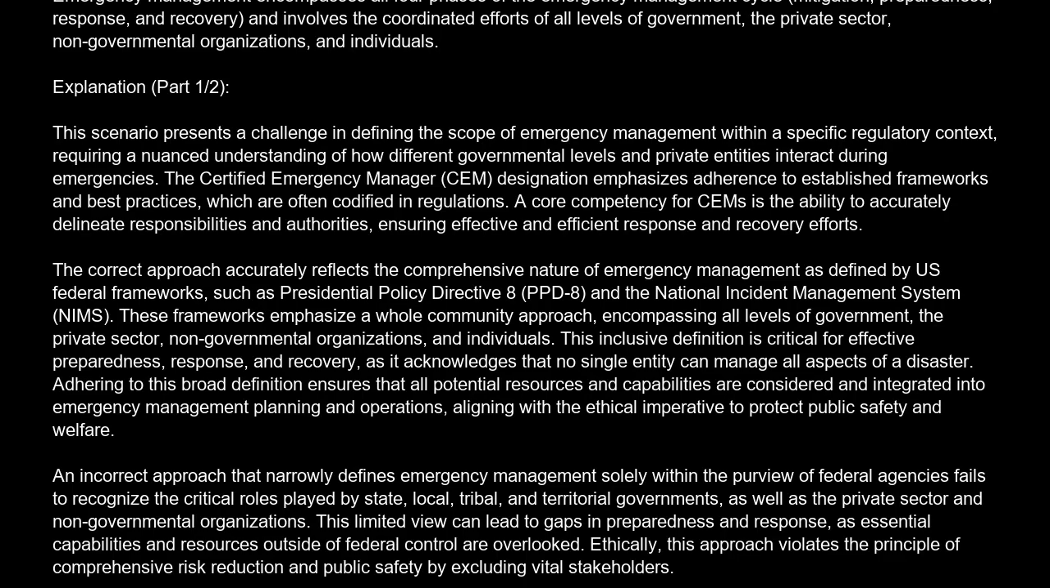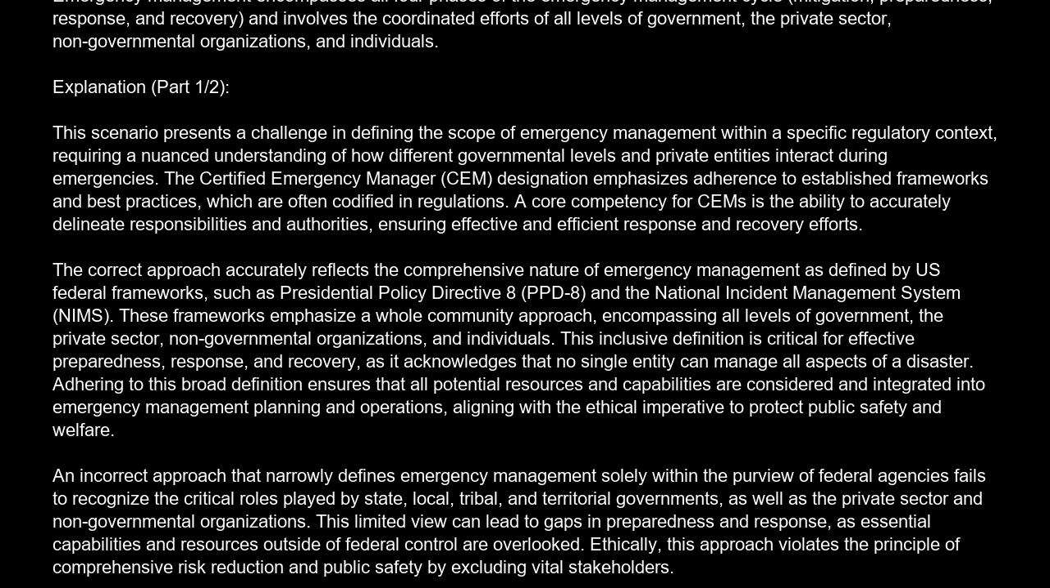The correct answer is A. Emergency management encompasses all 4 phases of the emergency management cycle: mitigation, preparedness, response, and recovery, and involves the coordinated efforts of all levels of government, the private sector, non-governmental organizations, and individuals.